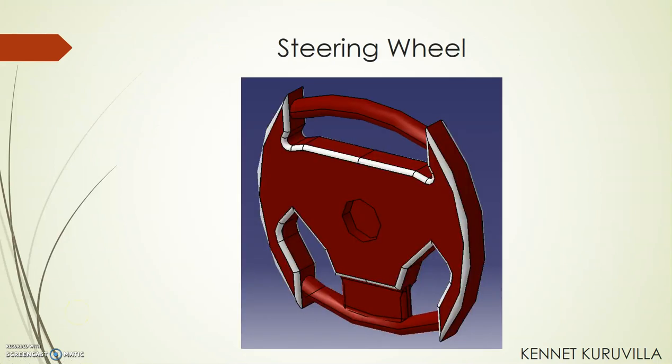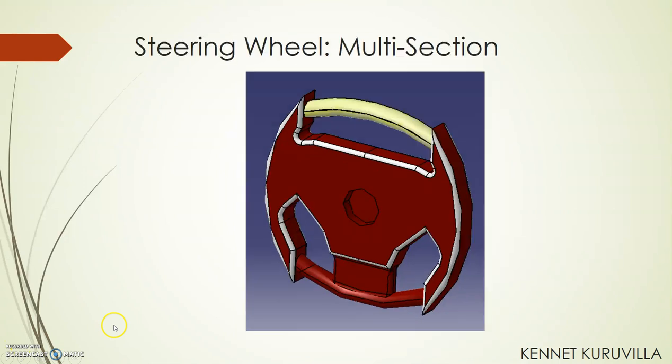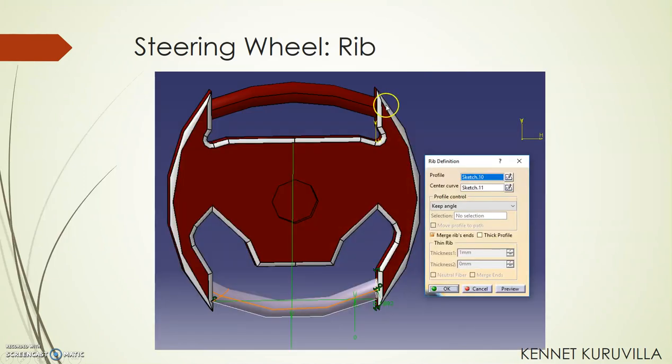The next portion I would want to talk about is the steering wheel. The main portion I wanted to discuss in the steering wheel was how I was able to design the same type of part with two different tools from two different workbenches. The first one I used was the multi-section on the top part of the frame. And then for the second portion, I was able to use the rib for the bottom part.